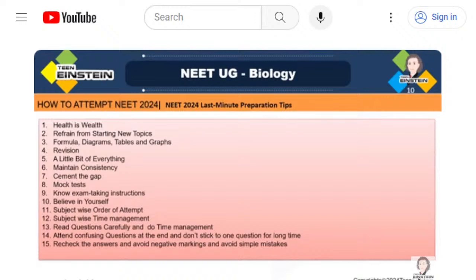Next comes revision. The fourth point which I have mentioned is revision. You must have studied every chapter before the examination, but you won't be able to recollect everything, right? So before the examination day, just go through it. It's important to revise before the examination. The last few days before the examination should be a mix of NEET revision, doubt solving, then taking mock tests.